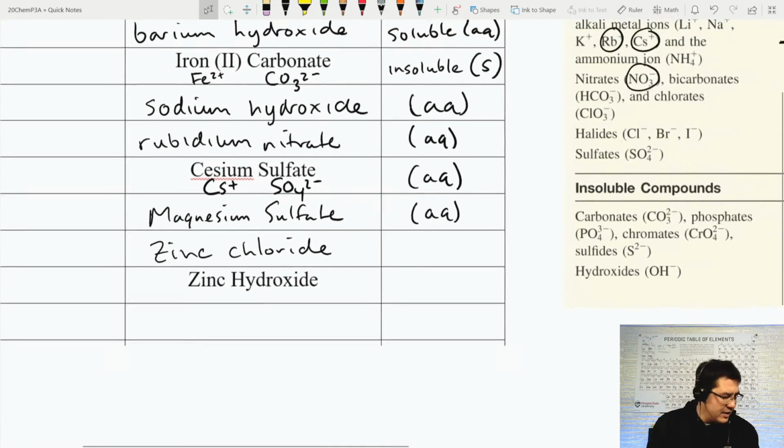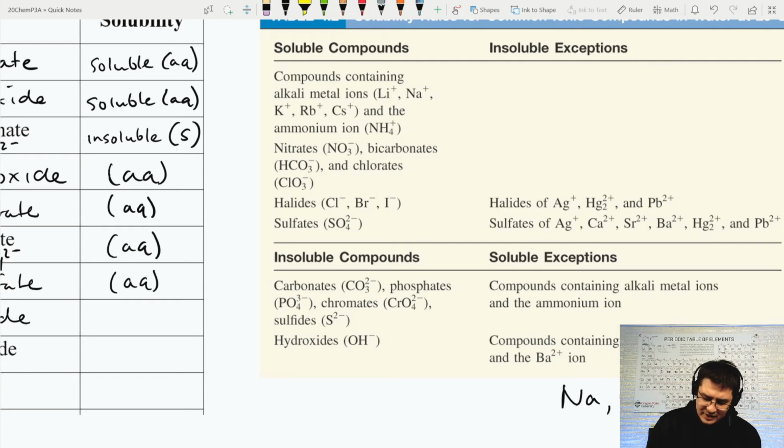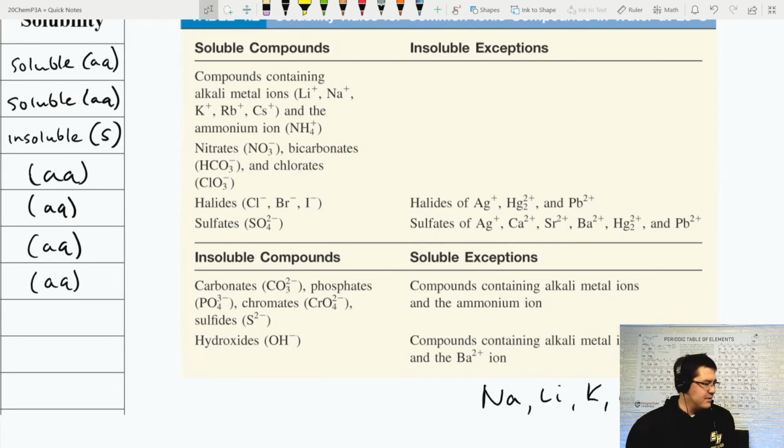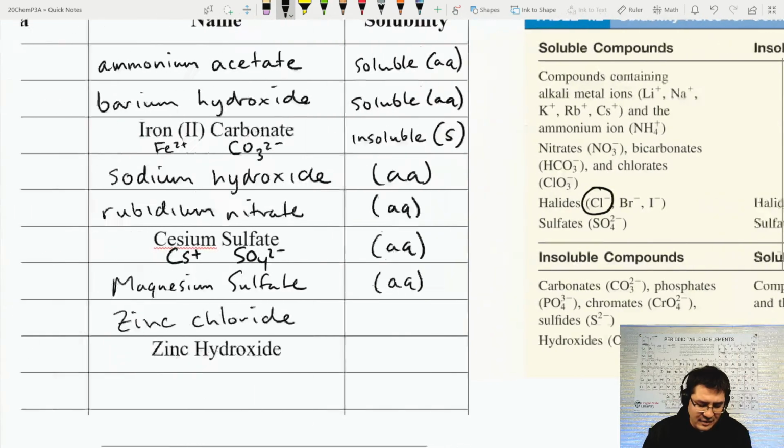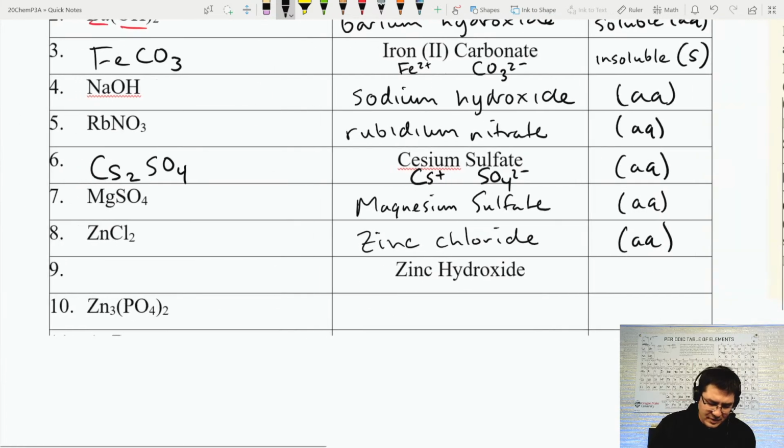Zinc chloride. Okay, hopefully you guys are starting to get the hang of this. You go find zinc or chlorine. Well, okay, here's something that happens. I can't find zinc on this list. I look and I look, there's no zinc. But I can find chloride. And chloride is soluble except for these three versions of it, right? So silver, mercury, or lead. So since zinc is not one of the exceptions, soluble.